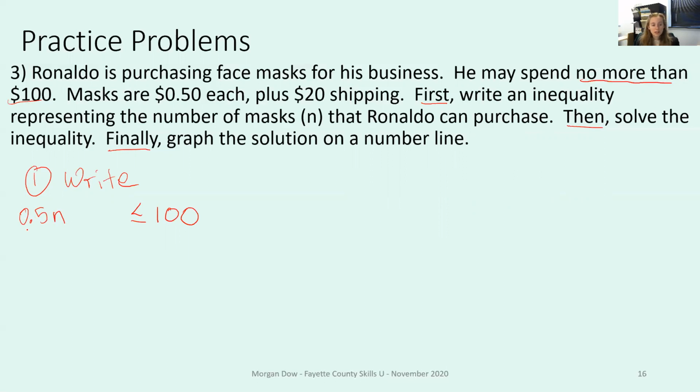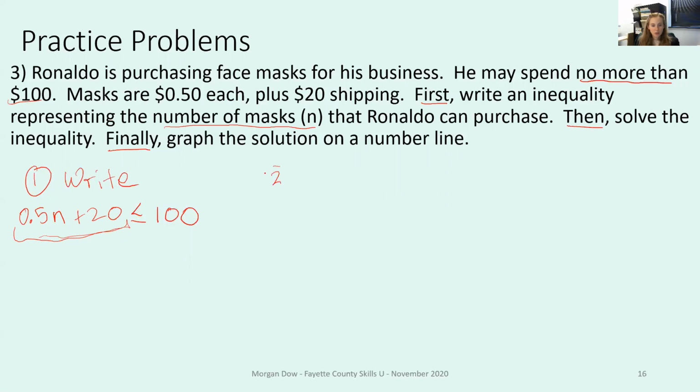So 50 cents times the number of masks plus $20 of shipping, right? So this is how we would calculate the cost of the masks. It's 50 cents times the number of masks we order plus an extra $20 for shipping. That cost can be no more than $100. So this is our inequality. We have written an inequality representing the number of masks that Ronaldo can purchase.